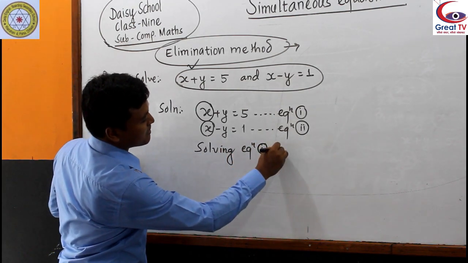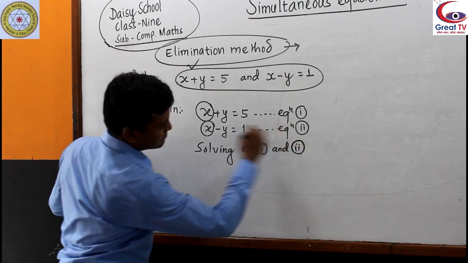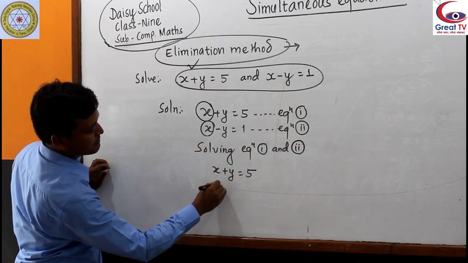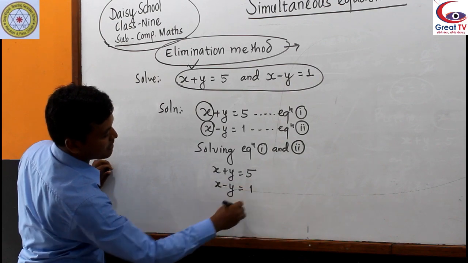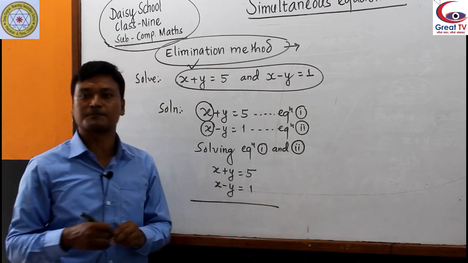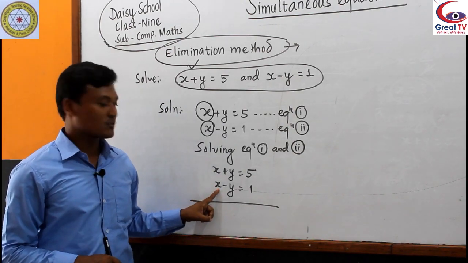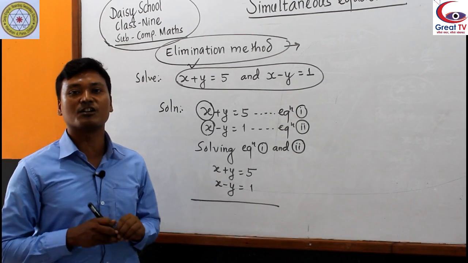Equation first and second. First, x plus y is equals to 5. x minus y is equals to 1. We are subtracting.